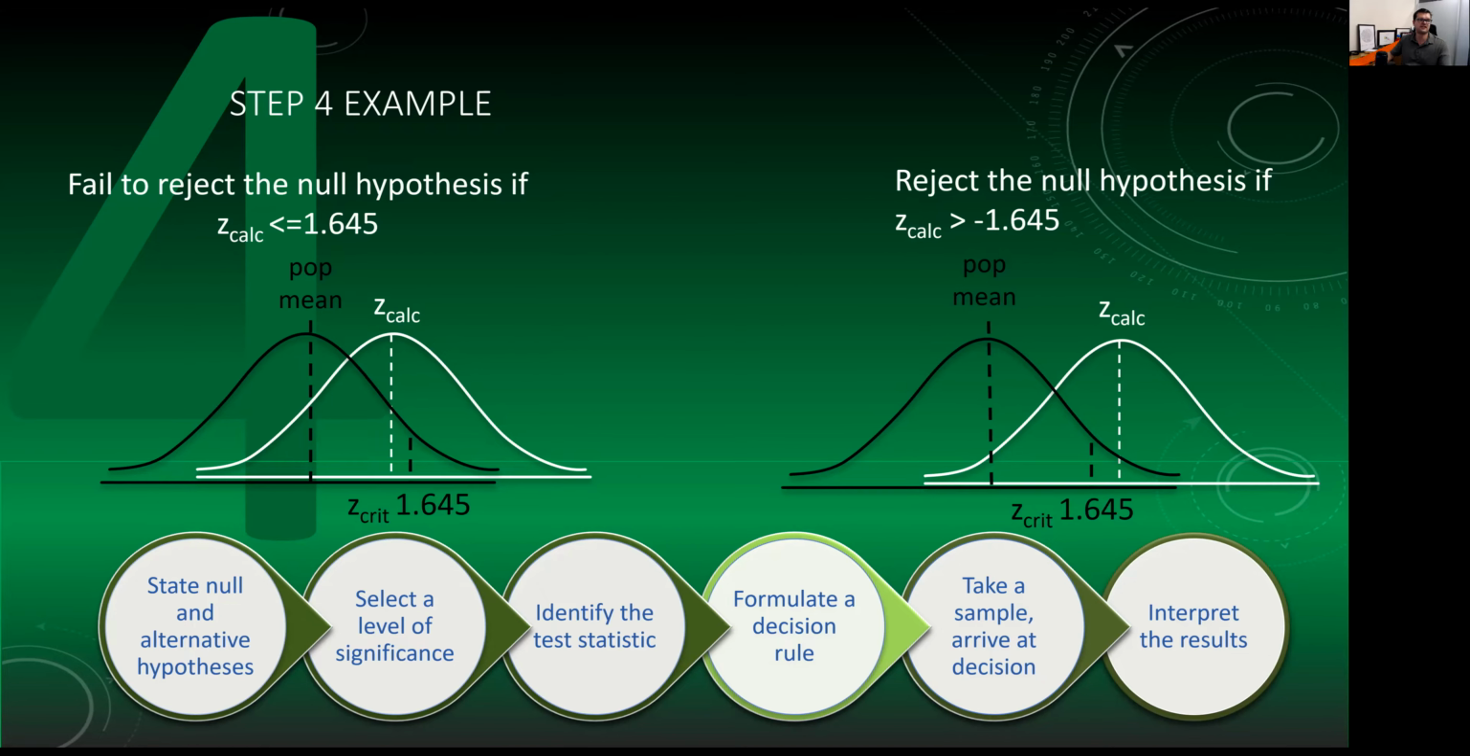Sorry, I completely redid this, and so there's just a few tiny errors that I'm catching as I'm going through this. But if z-calc is greater than 1.645, the z-crit is 1.645. This is known as z-critical and z-calculated. So you're comparing z-calculated to z-critical on both of these.